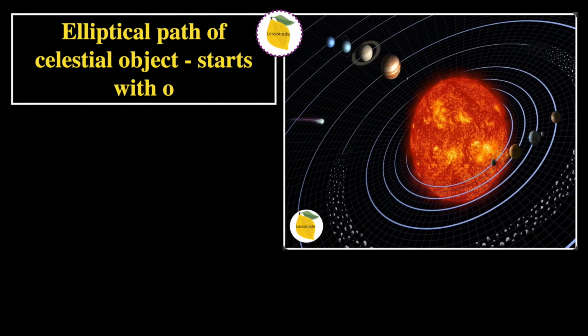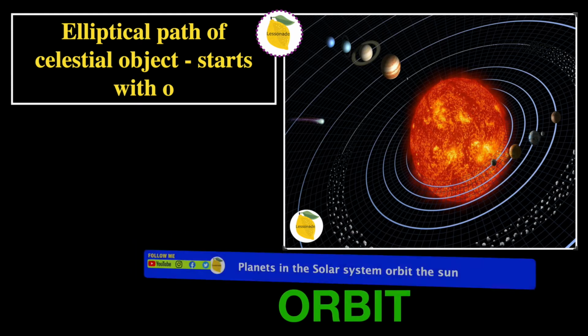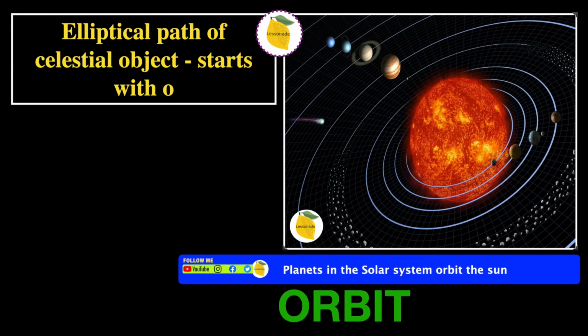The next definition is elliptical path of celestial object, starts with O. In this picture, we can see celestial objects, such as planets and asteroids, going around the elliptical path around the sun. So this means the word will be orbit, and the sentence is planets in the solar system orbit the sun.